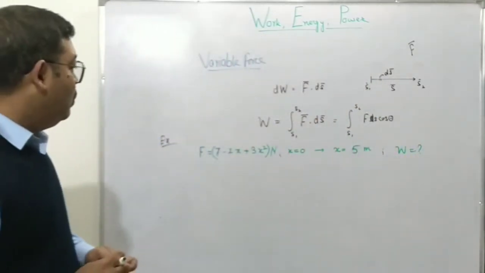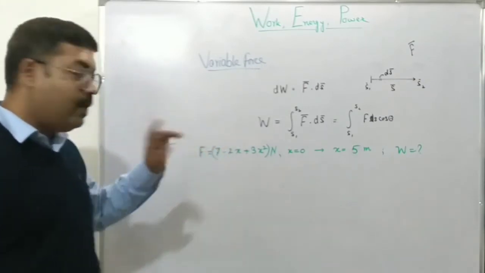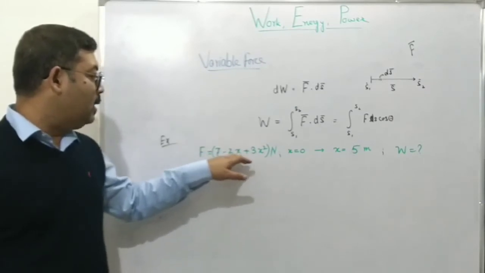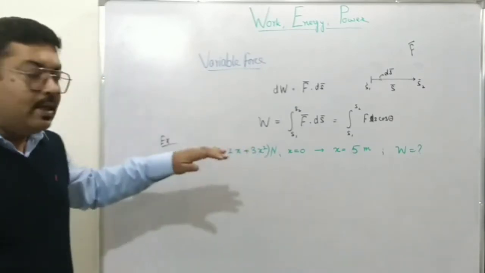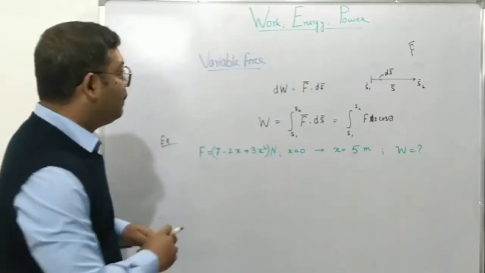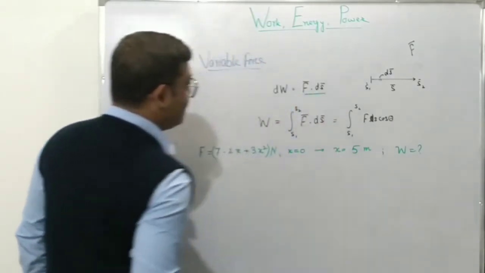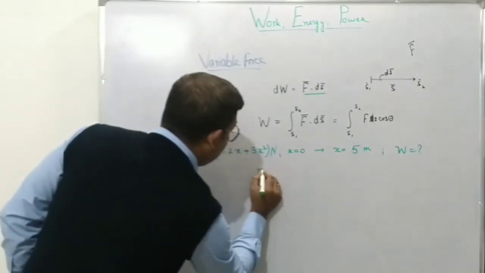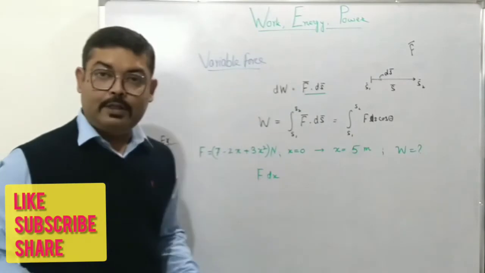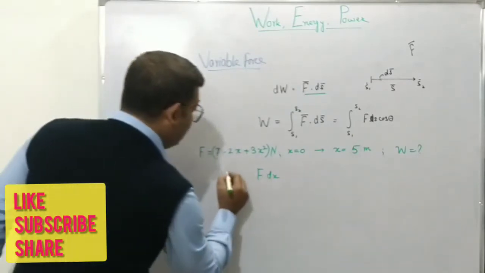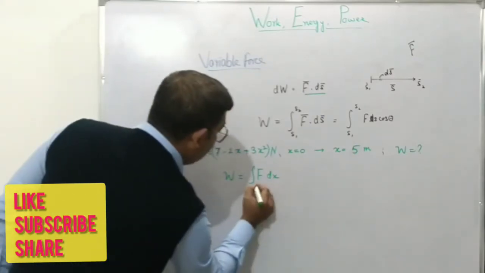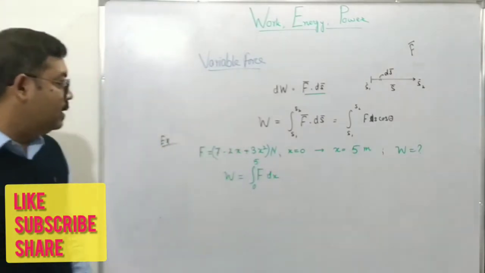So what will we do? First thing we will notice is that the force is given in terms of some constants and then the x components only. So it doesn't have y or z components. So force is along the x-axis. So this F dot ds will simply be F into dx. Only the x component is there. So W will be integration from the initial position, that is 0 to 5 meter, of F dx.